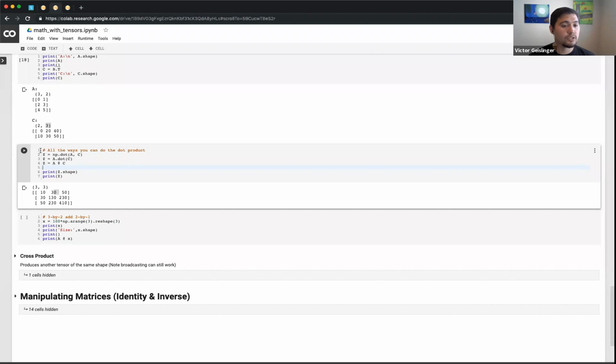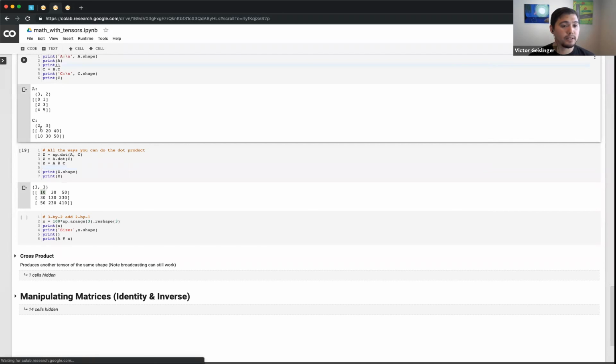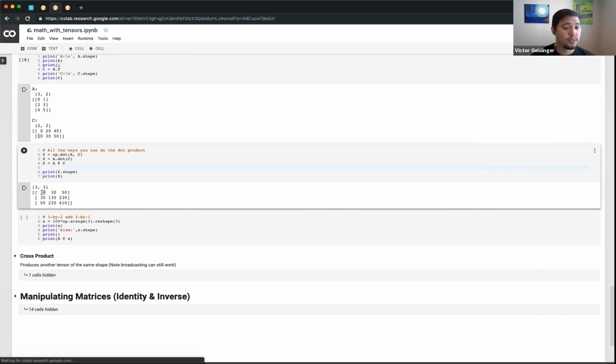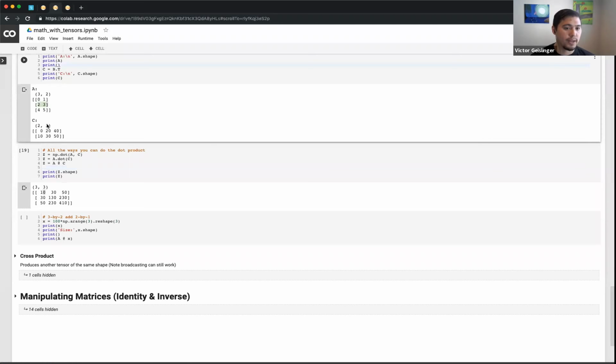Okay. Just know that to get each of these elements, you're basically multiplying parts. If you remember back in school, it's row times column. So you go across each row multiplied by the column. You go 0 times 0, 1 times 10, add up those parts, and that gives you 10. The next one would be 0, 1. So it'd be 0 times 20, 1 times 30, and that gives us this element right here.